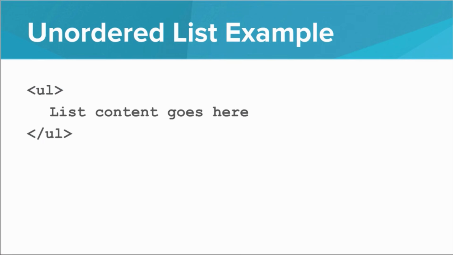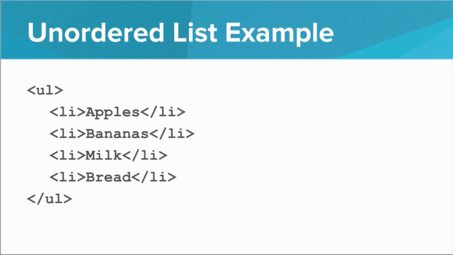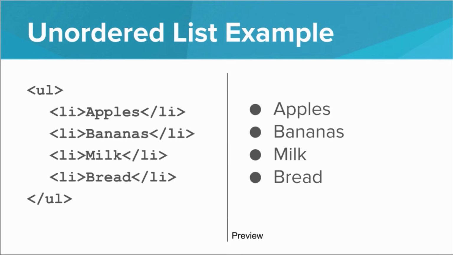So here's an example of how we can build an unordered list. Just like with most of our HTML tags, we have an opening and a closing tag. We have the open UL tag and the closed UL tag, and the content of the list is going to go inside. So inside the UL tag, we're going to have an LI tag for each item in the list. So apples, bananas, milk, bread, they each get their own opening and closing LI tag. And the result looks like this. We have an unordered list. Apples, bananas, milk, and bread, and each of them have a bullet point.